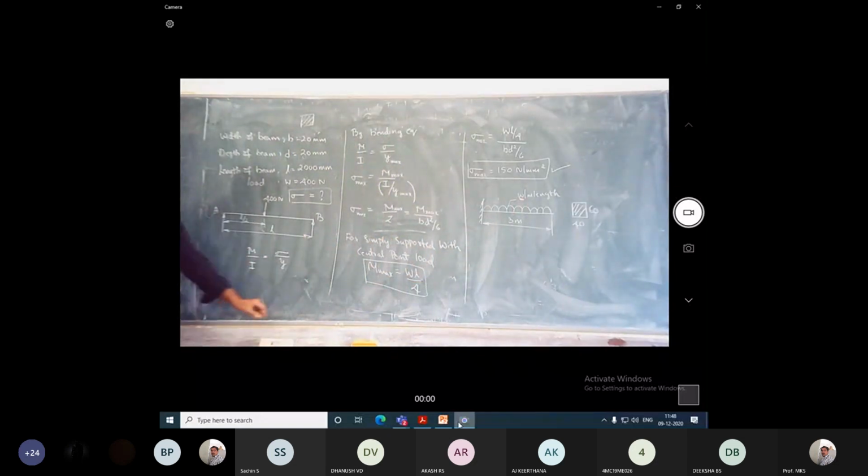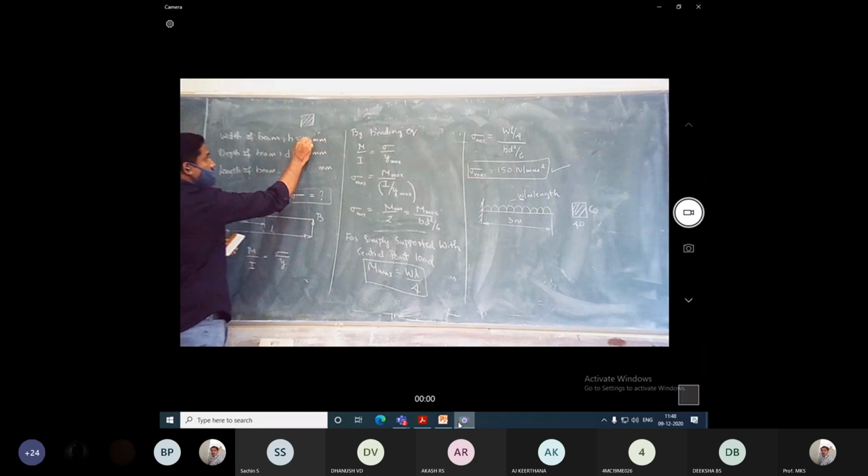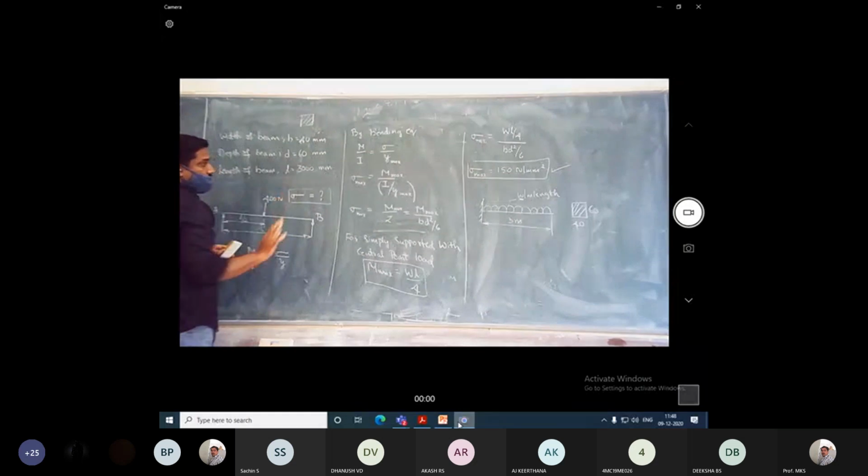So here for the second part, what is the width of the beam, and what is the depth and length? The width of the beam is given as 40 mm wide, 60 mm deep, and 3 meters long. So width b will be 40 mm, depth will be 60 mm, and length is 3 meters, which is 3000 mm.